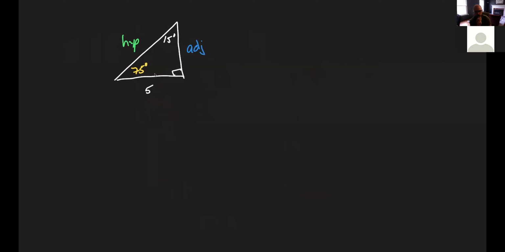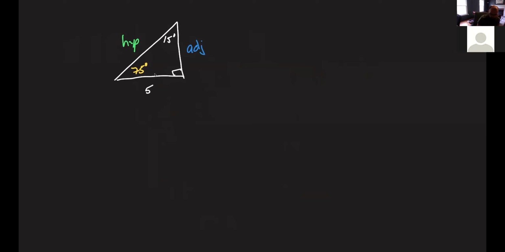So what do you think? You want to do adjacent or you want to do hypotenuse? For me, I would go for the adjacent just because I find the Pythagorean theorem easier to work with if you have the legs rather than the hypotenuse. Okay, so you're going to go for the adjacent side first.